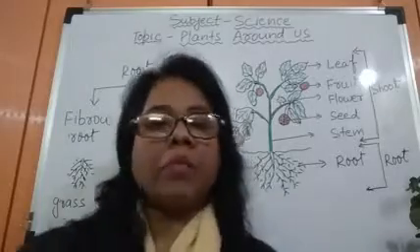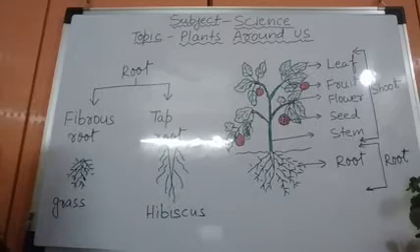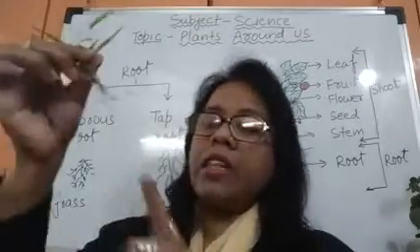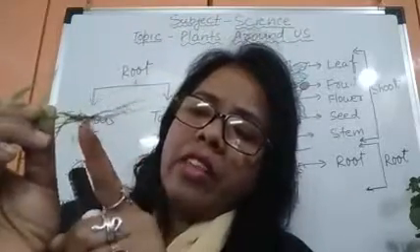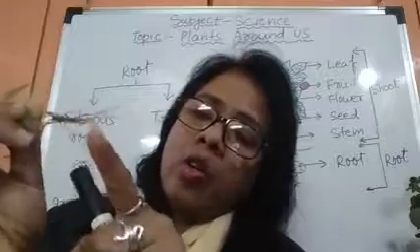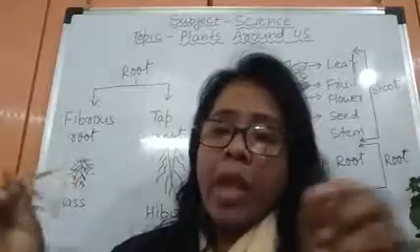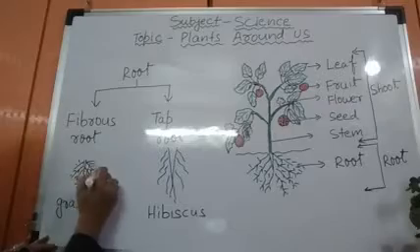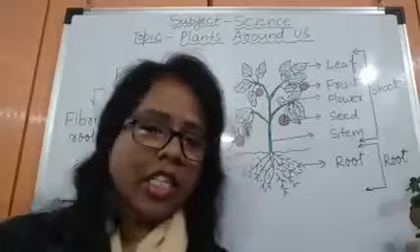Fine. So now, types of root. What are the types of root? Two types of roots are there, fibrous roots and tap roots. Fibrous root, the example of fibrous root is grass. You can see here, this is fibrous root. Fine. It means very thin roots are there, many roots are there here, very thin roots. There is no main root. So you can see there are many branches of roots, and a very thin thread-like structure is there.